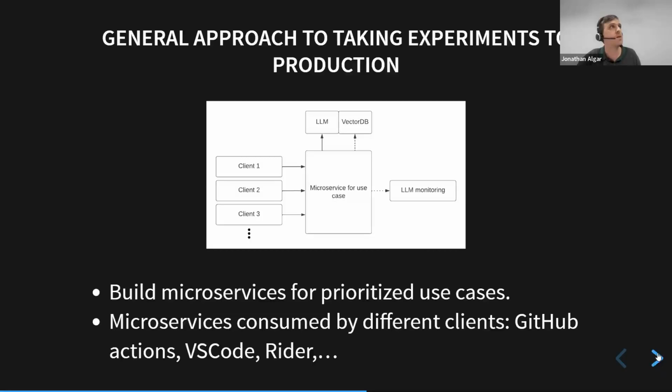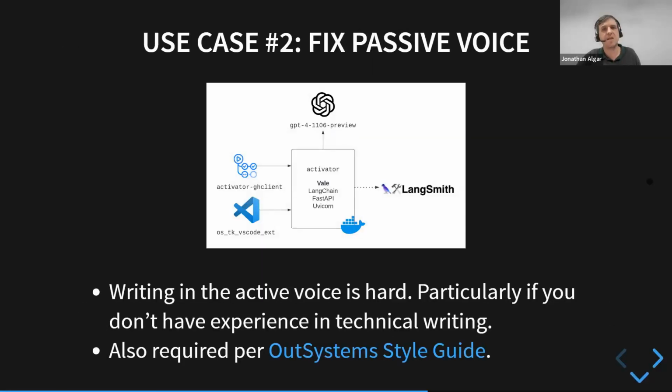So the second use case is fixing the passive voice. I think writing consistently in the active voice is hard, particularly if you don't have technical writing experience. Many writing assistants do a good job at essentially identifying the passive voice, but not such a good job at transforming it to the active voice, which can often require a nuanced understanding of context in the article beyond the sentence.